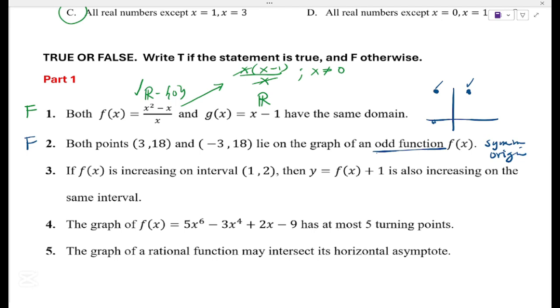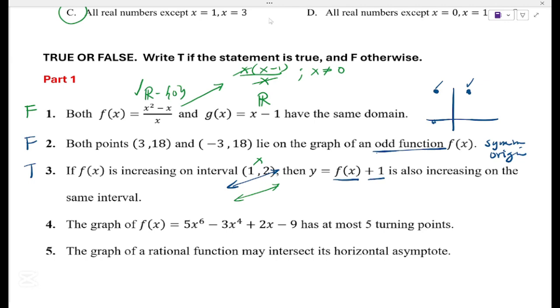For number 3, if the function is increasing on the interval 1, 2, and take note, both of these are x values, and it is increasing, let's say for example, like that, and then it says here that f of x plus 1 is also increasing on the same interval. This statement is true because when we have the function f of x plus 1, it is shifted 1 unit upward. So if I shift this 1 unit upward, it will still be increasing on the same interval. So it's true.